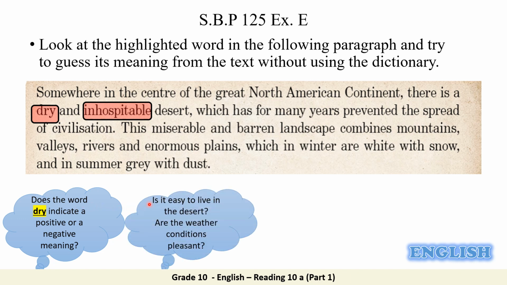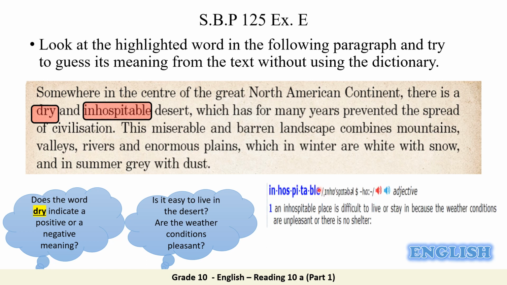Another question. Is it easy to live in the desert? Inhospitable desert. Are the weather conditions pleasant? That's correct. It's always difficult to live in the desert. And also the weather conditions are not pleasant all the time. So, can you now guess the meaning of the word inhospitable? That's right. Inhospitable means a place which is difficult to live or stay in because the weather conditions are unpleasant or there is no shelter.